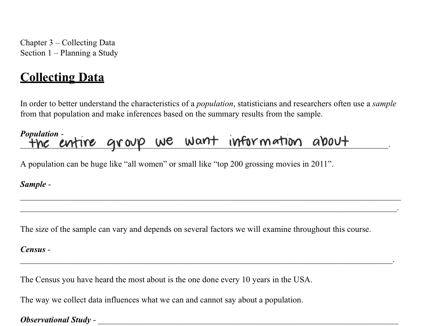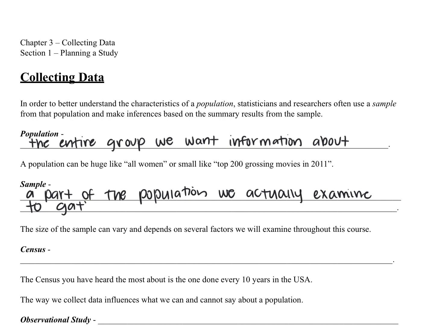Now, when we talk about population, that doesn't necessarily have to be something like a large population, like everyone who lives in the United States, or even like the world population. It could be huge like that, like if we wanted to do all women, or it can be something small, like top 200 grossing movies in 2011. Or my population could be DACC students. So anything like that. The sample is then a part of the population that we actually examine to gather information about the population.